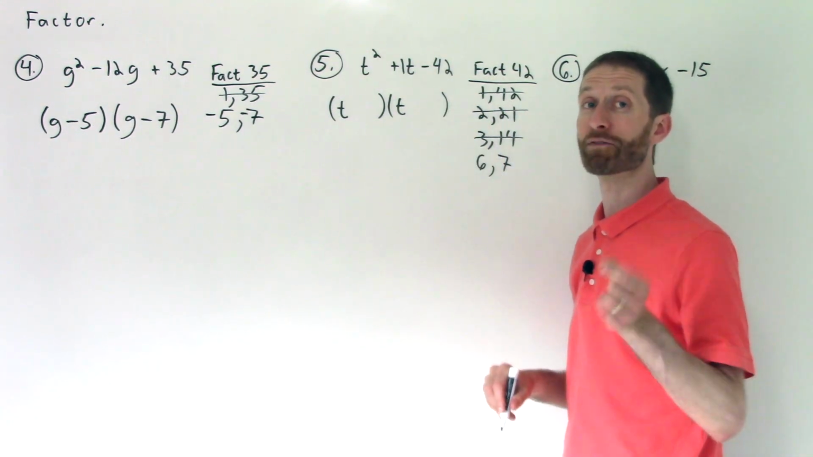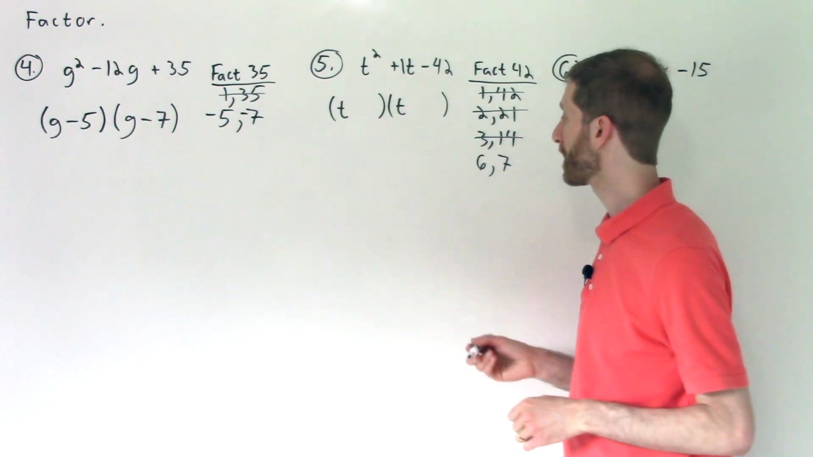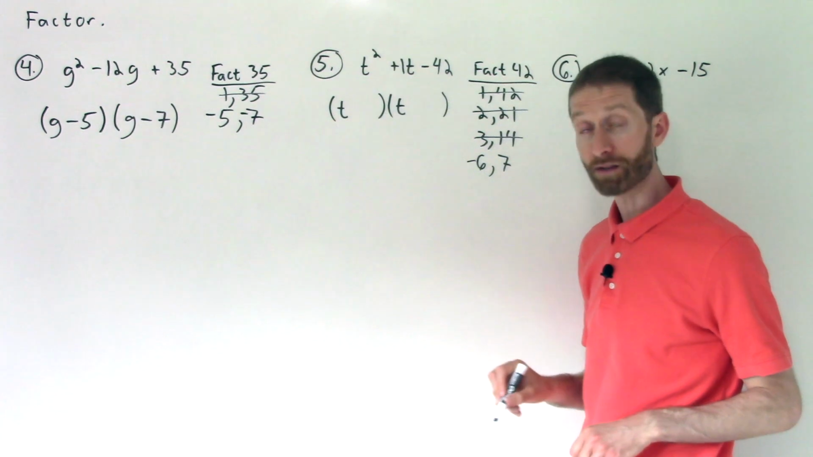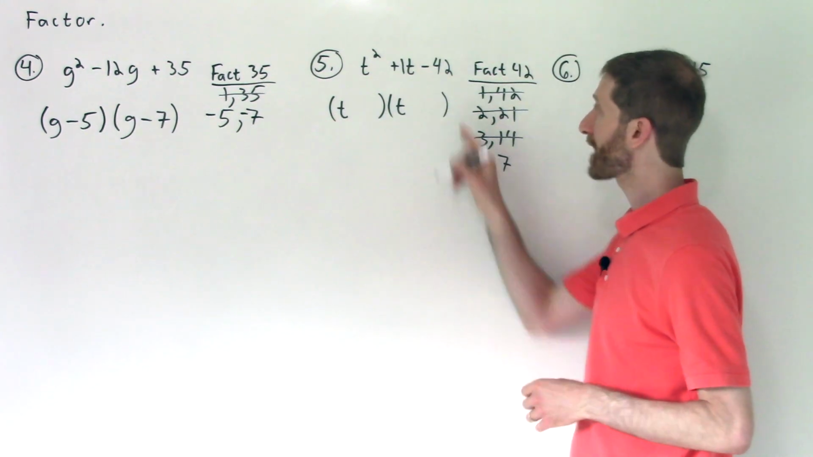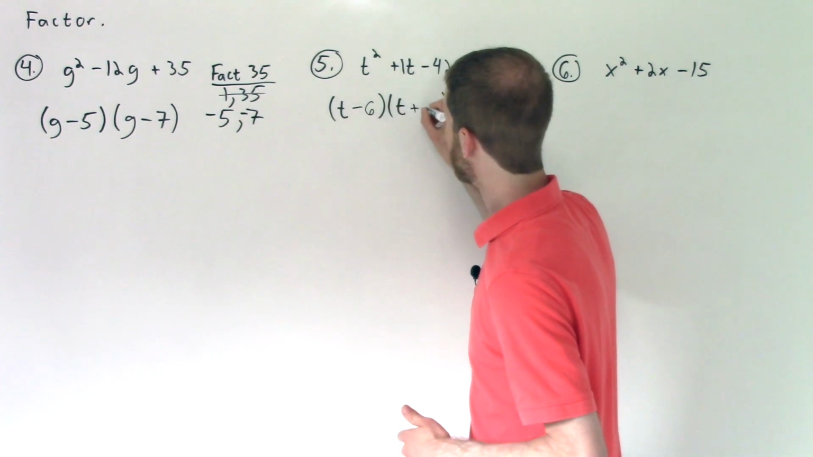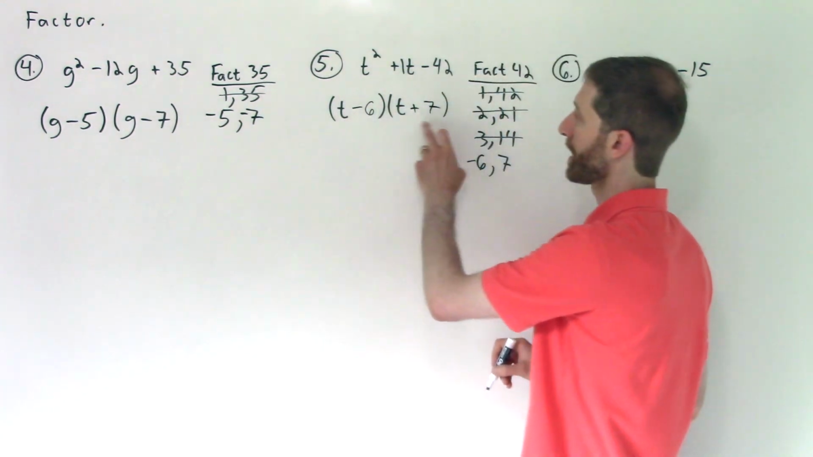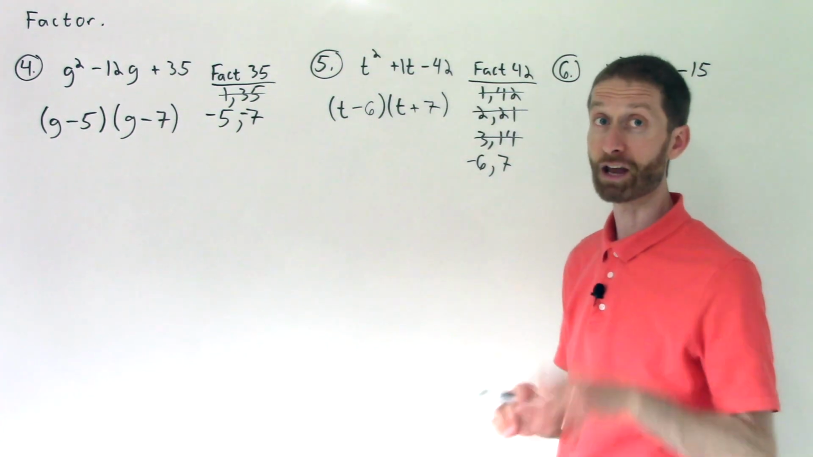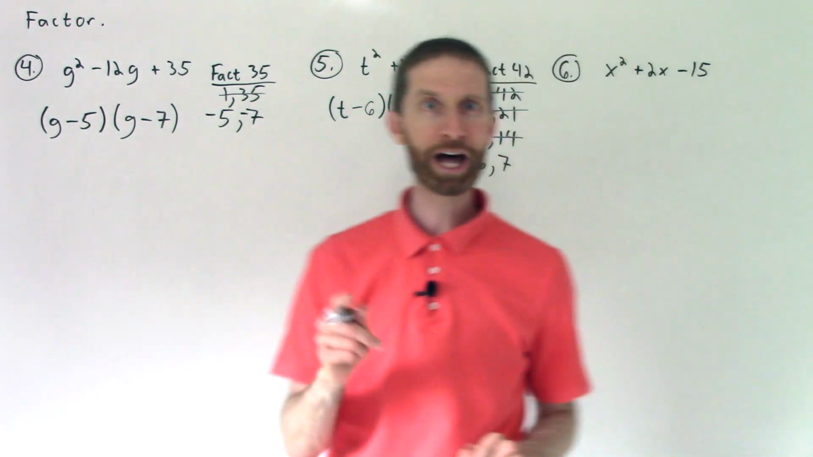7 and 6, if subtracted, if one of them is negative, will give us positive 1. We would need 6 to be negative because negative 6 plus 7 would give us the positive 1 we want. Not only that, but we notice that if we multiply the negative 6 and the 7, it'll get us the negative 42, so it checks out. And again, FOIL to check. Last one in the video.